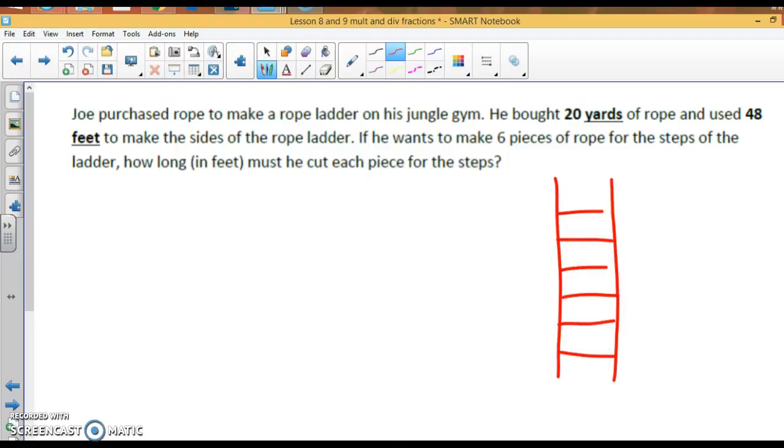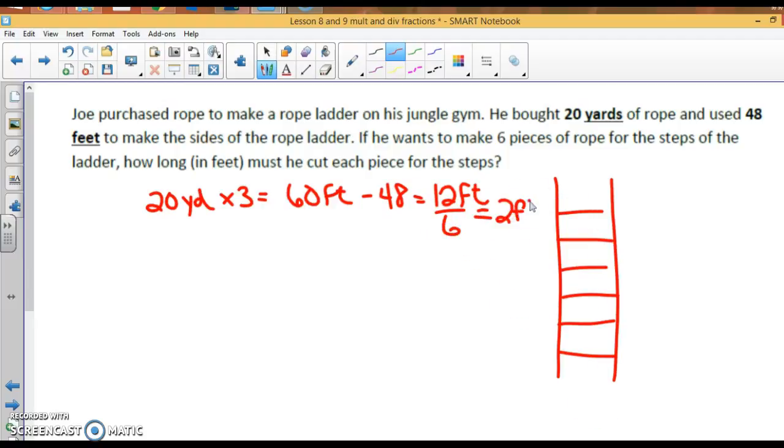Now, there's a trick here. This is 20 yards, and he used 48 feet. So the first thing I need to do is take my 20 yards. And since there's 3 feet in every yard, multiply this by 3. So this will be 60 feet of rope to start with. For these 2 long sides, he used 48. So subtract that out, and I'll have 12 feet left. And we have 6 rungs. So divide that by 6, and they will be 2 feet each.